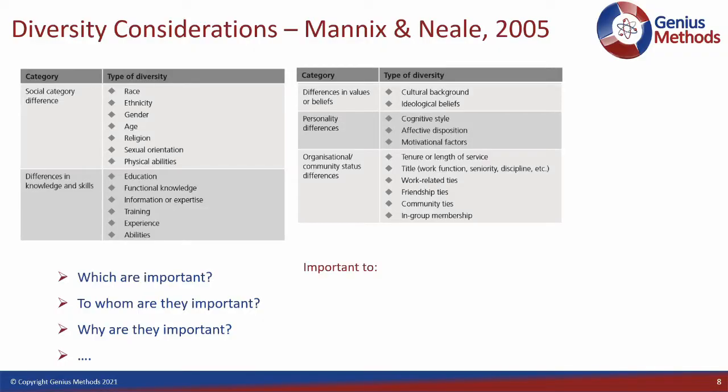There was a list of diversities that were prepared by Mannix and Neal back in 2005. And they broke it down into different categories. So they had the social category. So I remember the ones we talked about: visible and protected, and the invisible, not necessarily protected ones. So here under social, we have race, ethnicity, gender, age, religion, sexual orientation, and physical abilities. So fairly similar to our protected group.